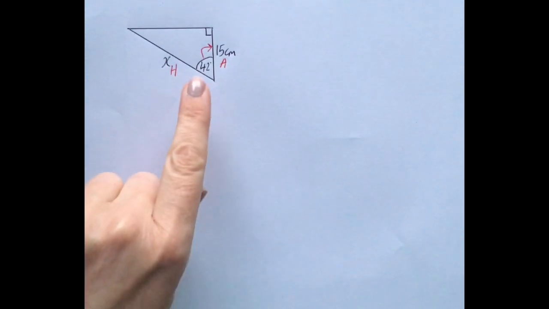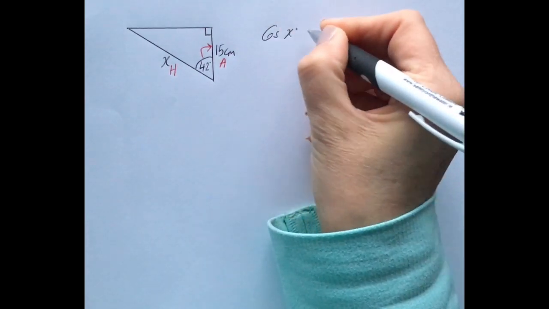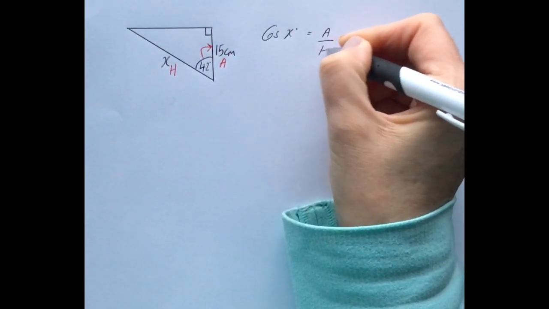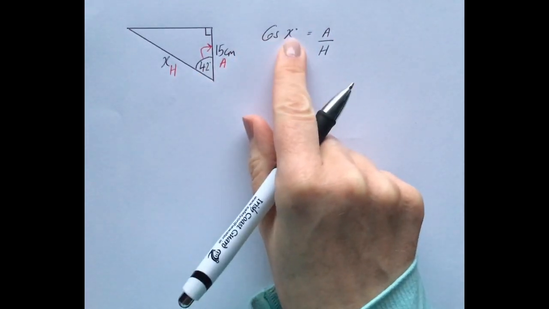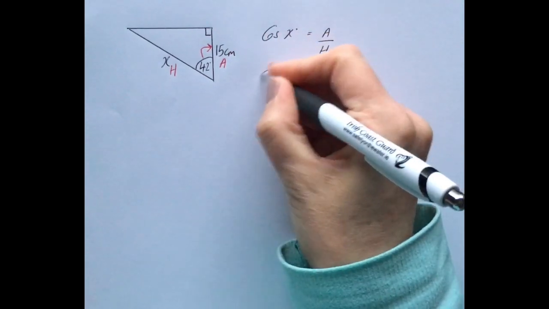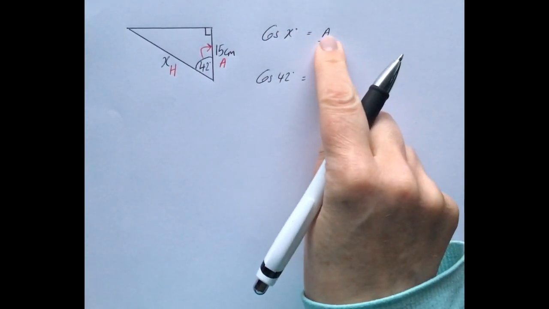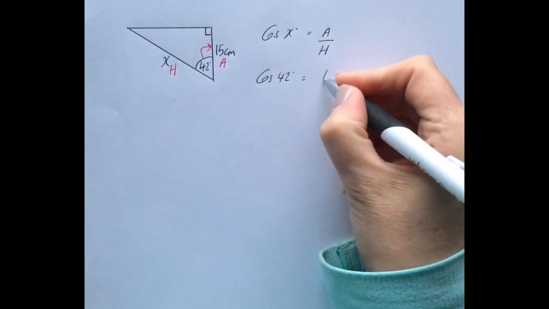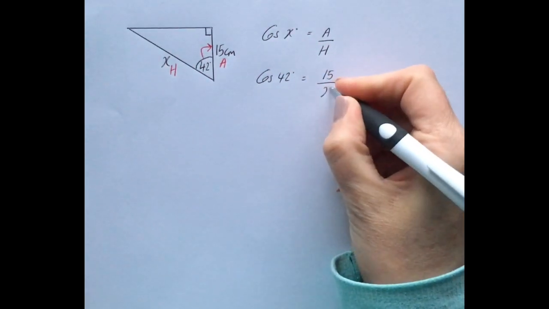So I want the trig ratio that connects the angle, the adjacent, and the hypotenuse, and it is of course cos. Cos of the angle is equal to the adjacent over the hypotenuse. Right, let's fill in what we know. I know the angle, it is 42. So cos of the angle 42 has got to be equal to the adjacent, which is 15, divided by the hypotenuse, which of course is x.